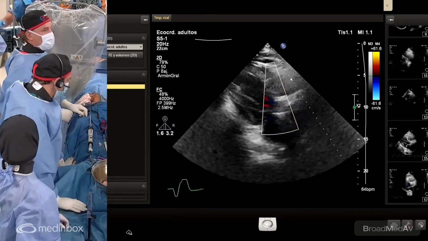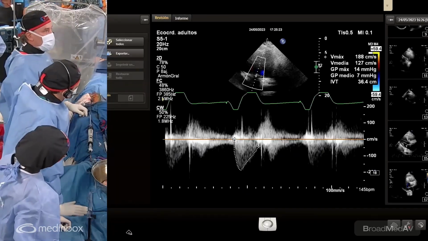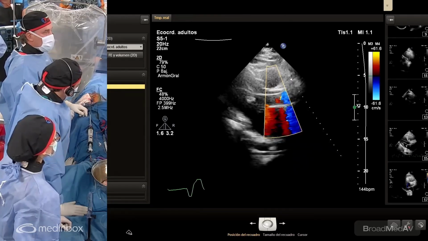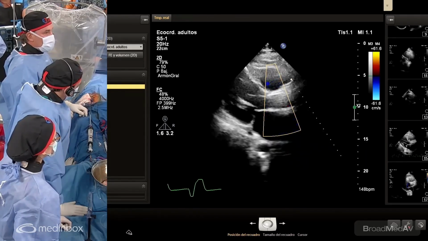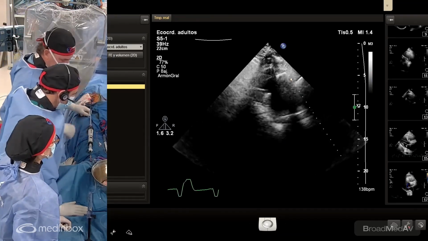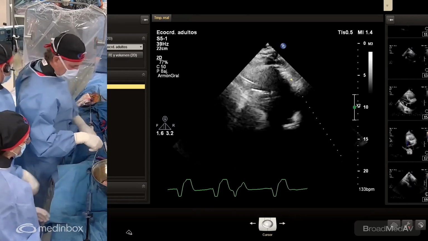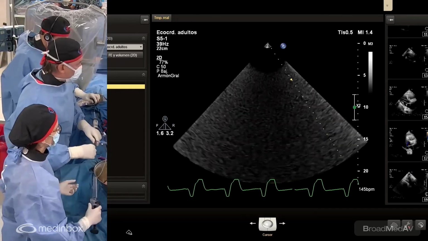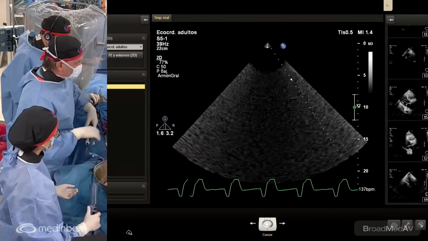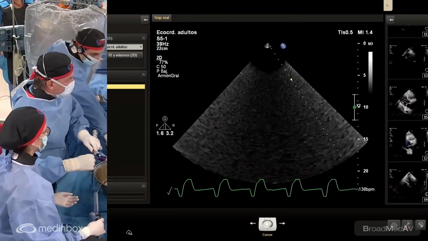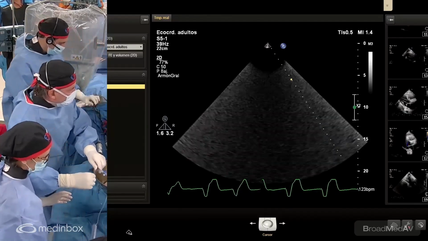So we have normal gradients. Gradients are 14 and 7. Okay. And so far, no leak at all. So we can pull this delivery system out, and we can introduce the pigtail. We can do an angiography. We can measure the gradient, and then we can decide what to do. I will extract the delivery system. I will pull everything out.